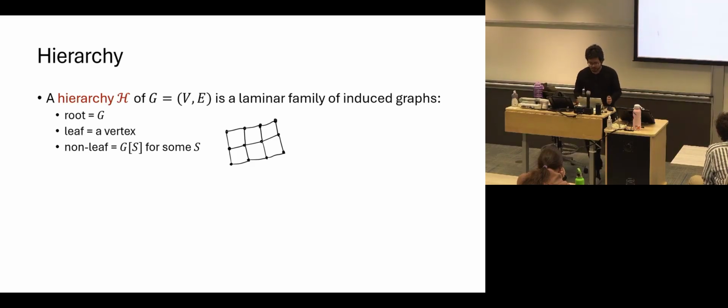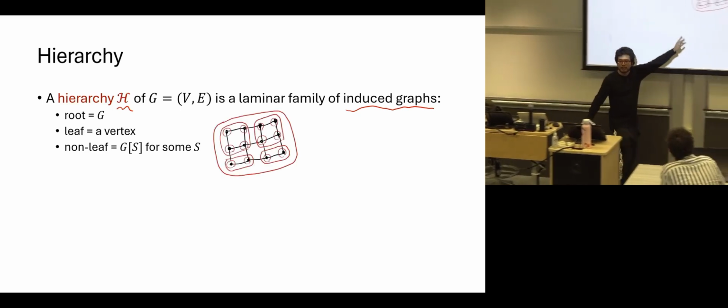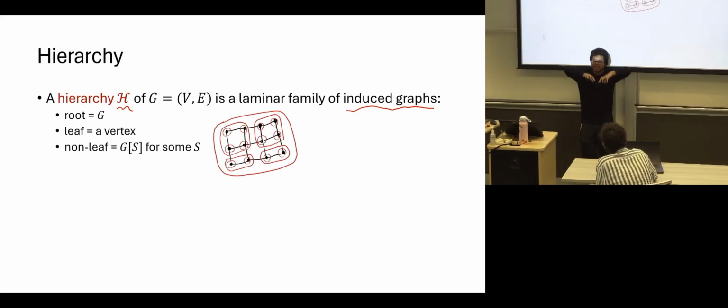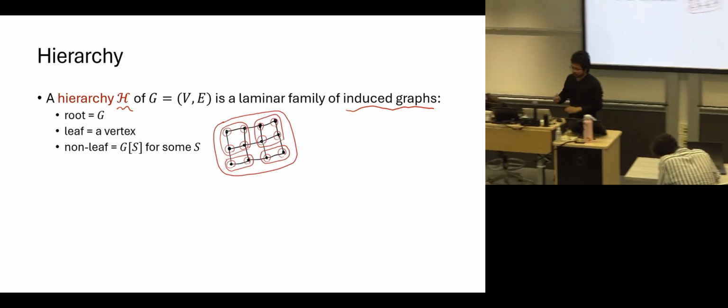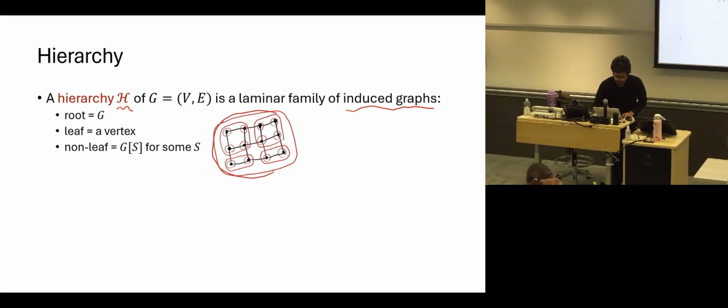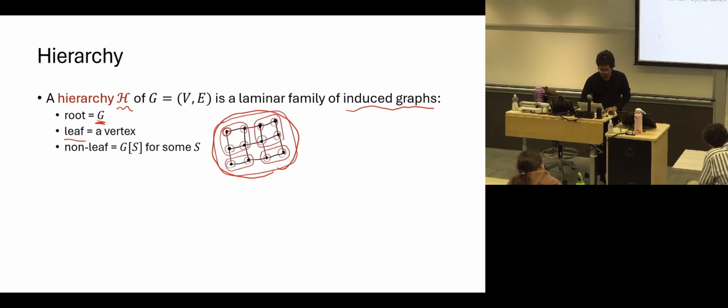So a hierarchy H of G, you think of it as a laminar family of induced subgraphs, meaning that it looks like this. Laminar family, so it's a set of sets that contain each other and do not cross each other. The root set is the whole graph. The leaf set is just a singleton vertex.